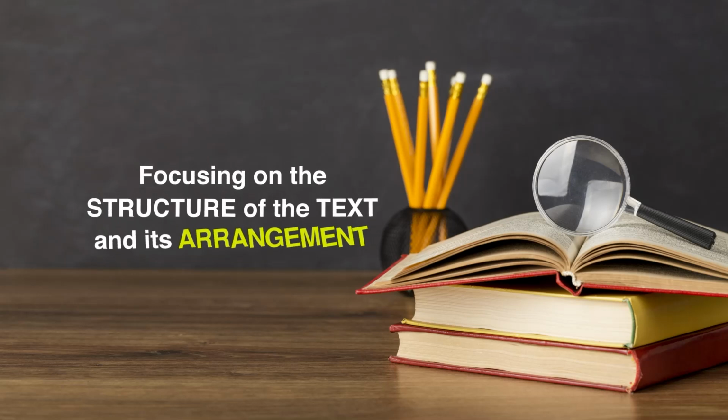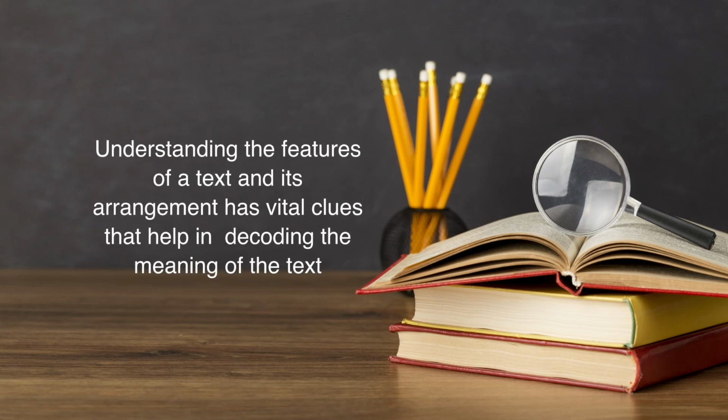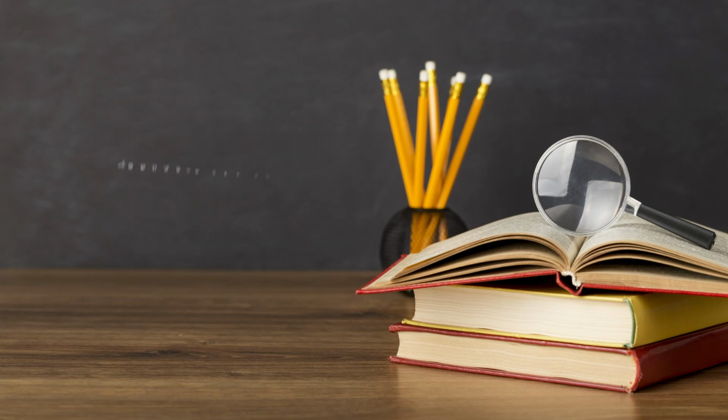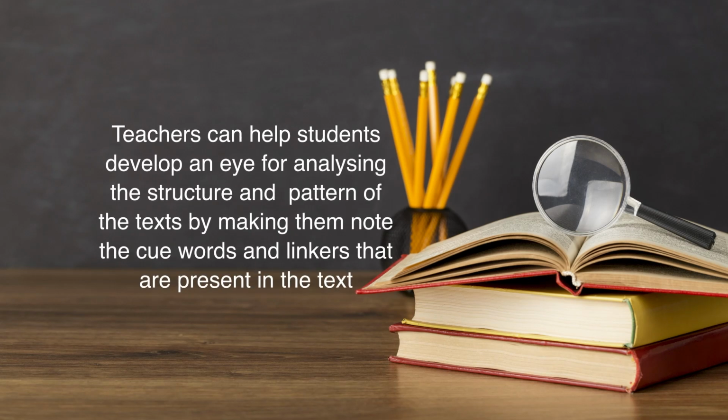Number 5. Focusing on the structure of the text and its arrangement. Understanding the features of the text and its arrangements are vital clues that help in decoding the meaning of the text. Teachers can help students develop an eye for analyzing the structure and patterns of the text by making them note the keywords and linkers that are present in the text.